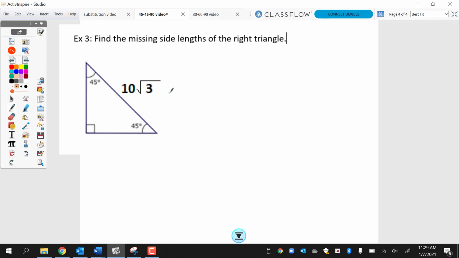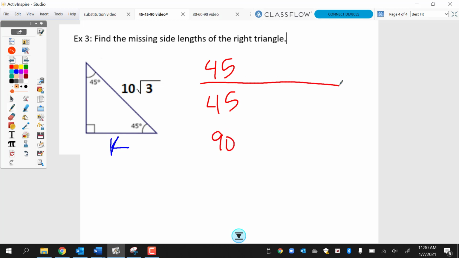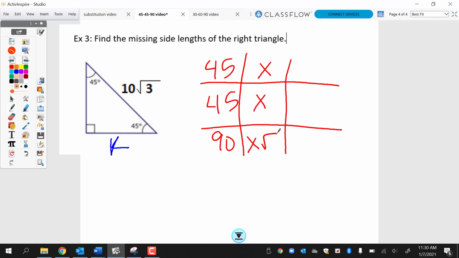Let's do one more example. On this one, I'm going to say specifically, we're going to solve for K. We're going to solve for this side right here. Okay. So in this one, I have a 45, 45, and a 90. So I am going to write my little chart. 45, 45, and 90. And the pattern is x, x, x square root of 2. You don't need to memorize this pattern. It will be given to you on any test that we take.